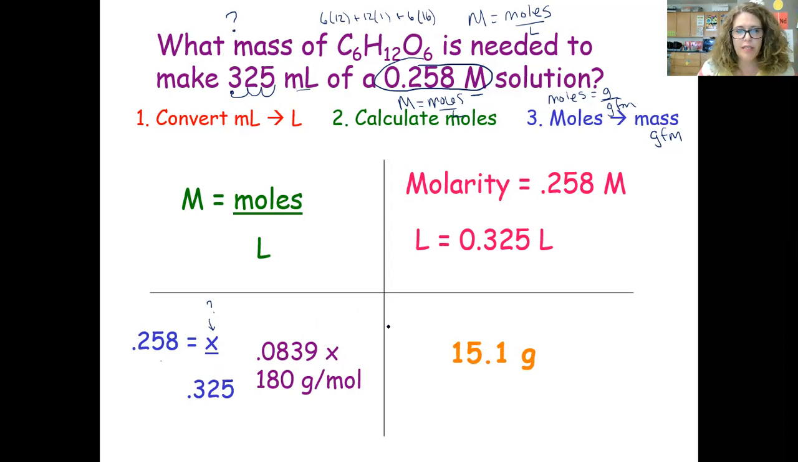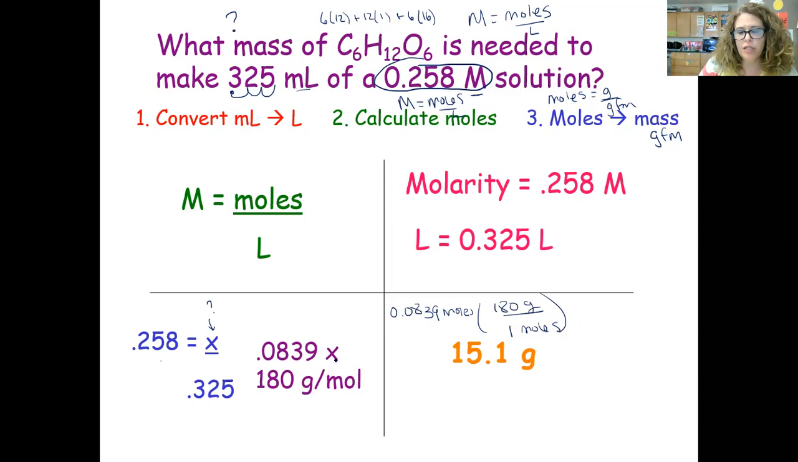All right, so let me just write that down over here. Okay, so I have my 0.0839, right? Because that is going to be our moles. And then I have moles converted to grams. 1 mole is 180 grams. Okay, so then I multiplied across. Remember, when you're given moles, you multiply.